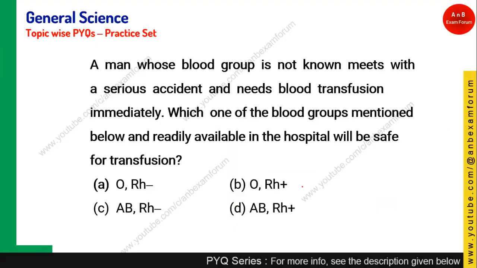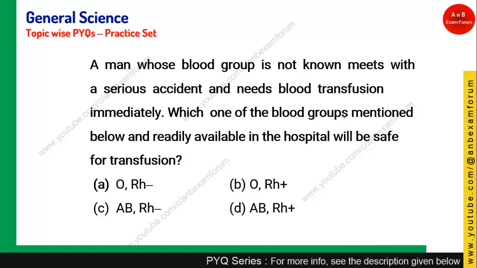Let's see the next question. A man whose blood group is not known meets a serious accident and needs blood transfusion. Which of the following blood groups will be readily available and safe for the transfusion? As I told you, O is the universal donor, so you can eliminate options C and D.